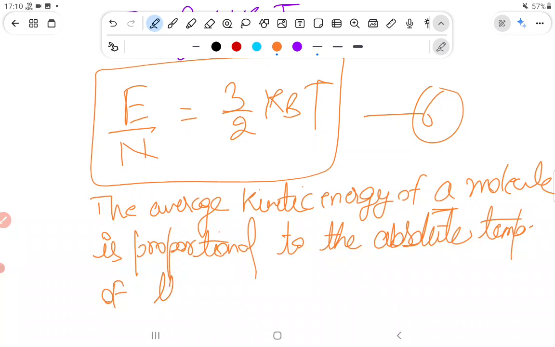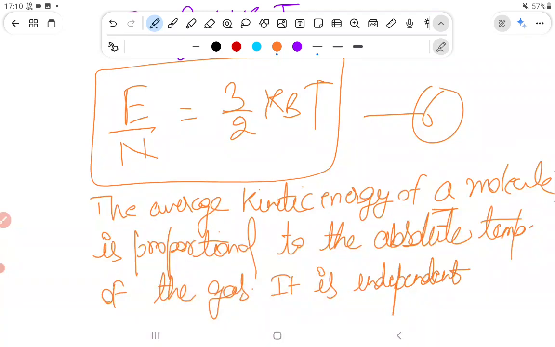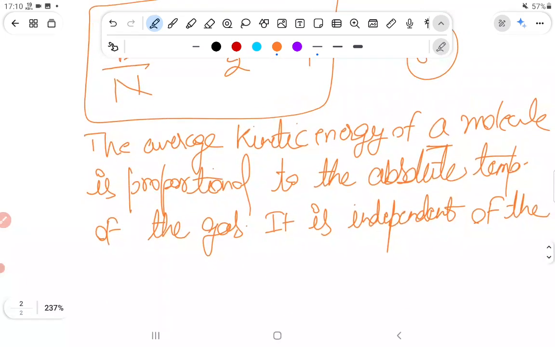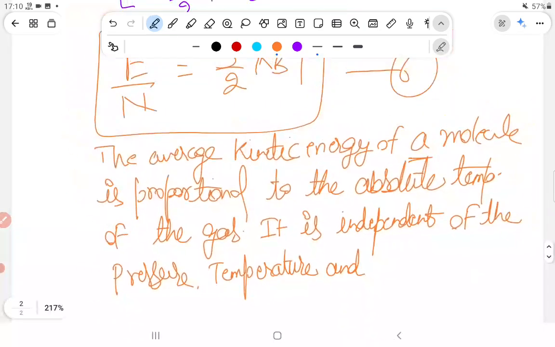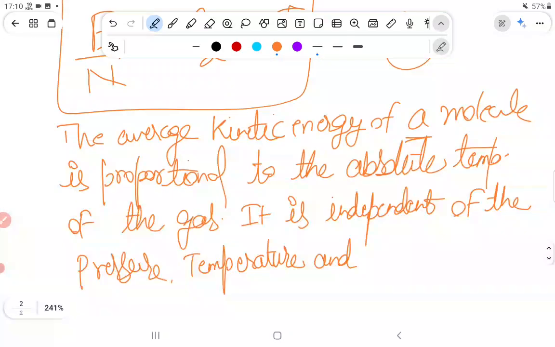It is independent of, what does it not depend on? There is no pressure here and no other quantity, it is independent of pressure and temperature. It is independent of pressure, temperature and nature of the gas.